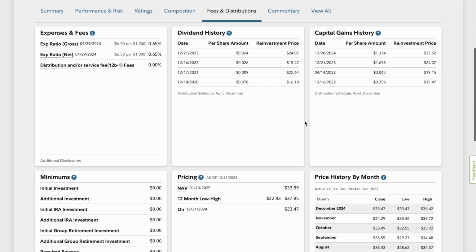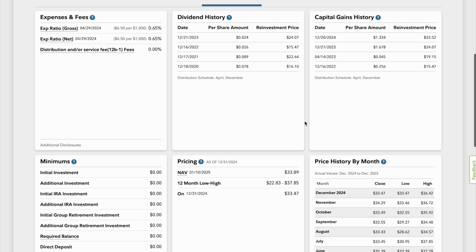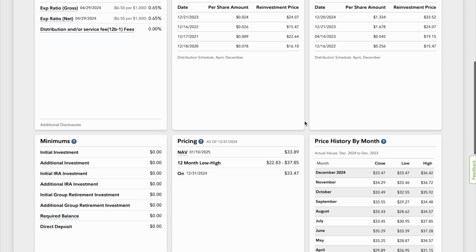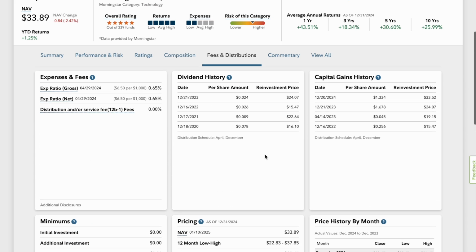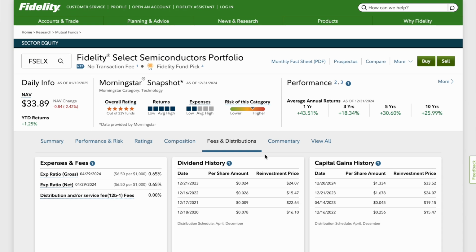We're not looking for dividends here. We're looking for capital appreciation, which FSELX offers, and your minimum investment is $0. So that is very nice that you can start putting in $5, $10 a day if that's really what you want.